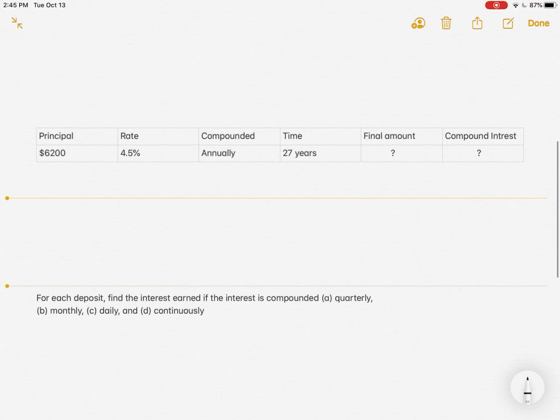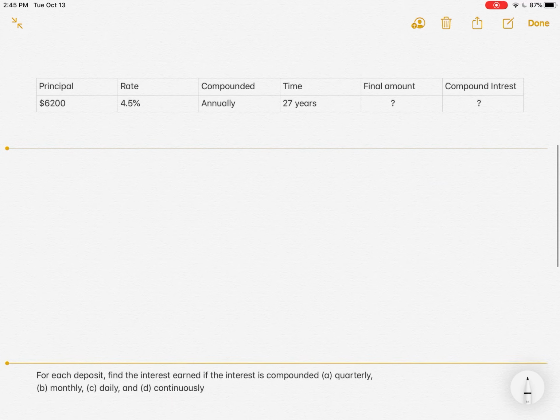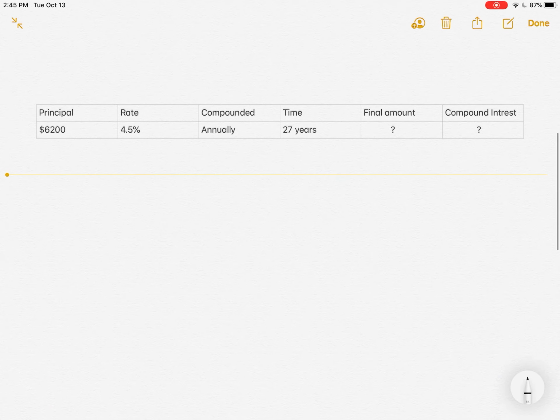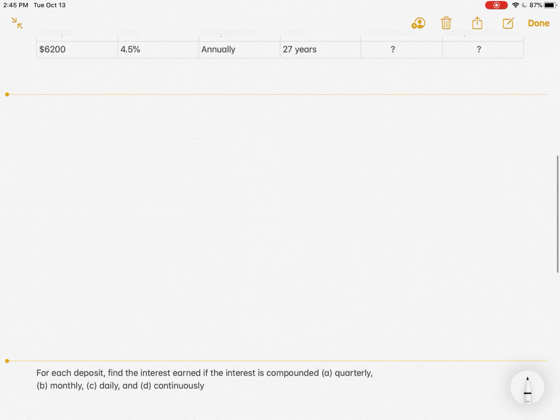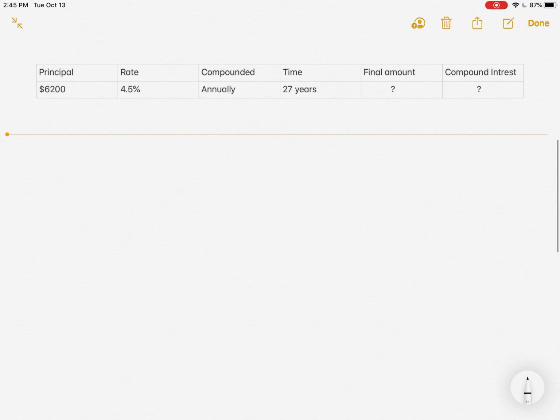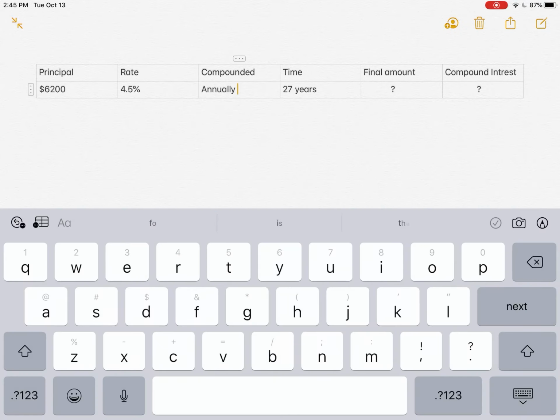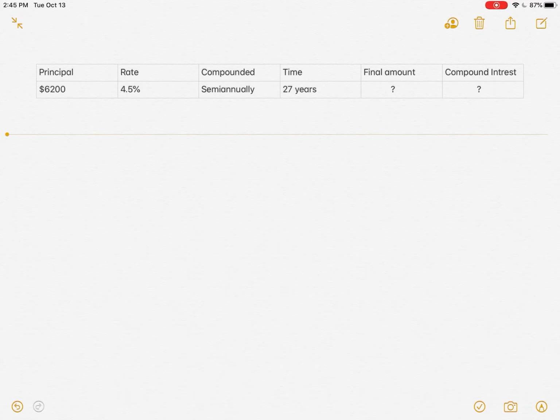It wasn't the first, but it was definitely towards the beginning. So this is the same chart, and so they do it more than once, but it's a little bit different. They didn't give us the final amount. They told us that it's being compounded annually for 27 years. Let me change that annually to something maybe a little bit more interesting. Let me put semi-annually. So semi-annually just means twice a year, once every 6 months.